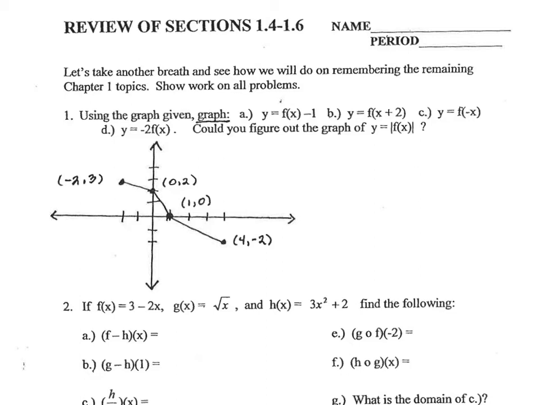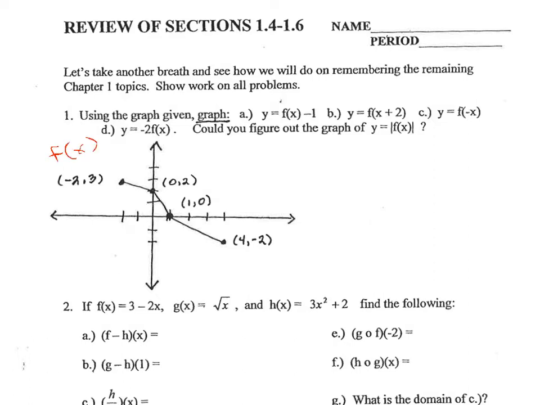Review of sections 1.4 through 1.6 for the 1.4 through 1.6 quiz. So in problem 1, we have a graph, and first we need to graph y equals f of x minus 1 based on the graph of f of x, which is the original graph that is given to you.